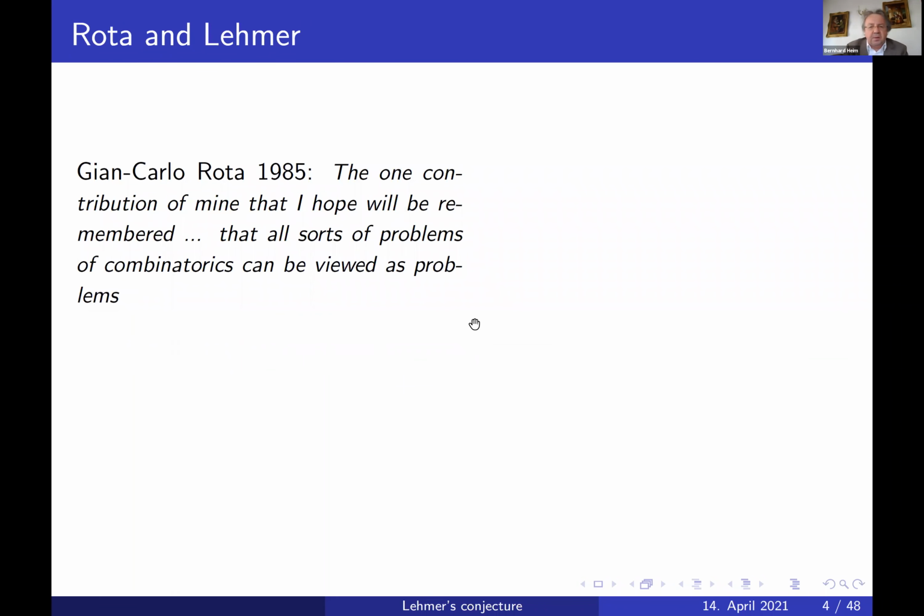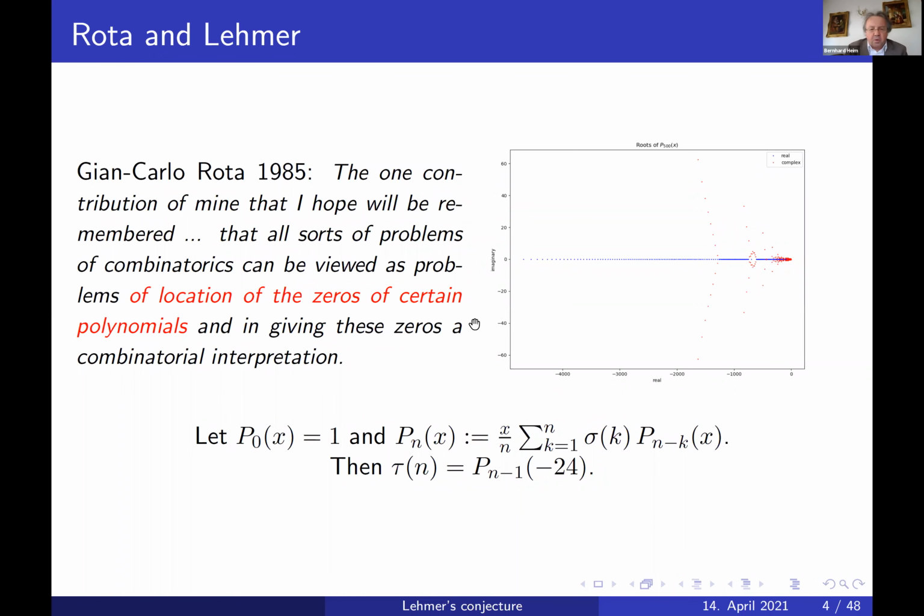Actually, Rota believed that a lot of combinatorial problems can be seen or transformed as a question of where the zeros of certain polynomials are lying, and then maybe even combined with some combinatorial interpretation. What do I mean by this? Below you see an inductive, recursive definition of polynomials, where sigma k is the sum of divisors. Then we will see the Ramanujan numbers are actually the special values of these polynomials at the value -24. And you have to shift by n-1 because of the q of the discriminant function.